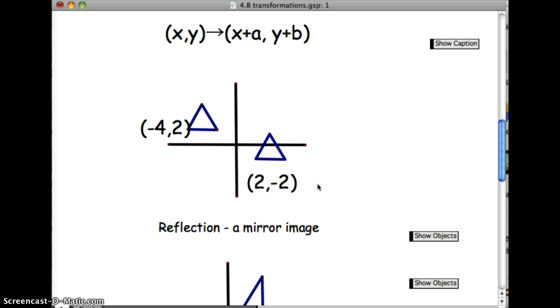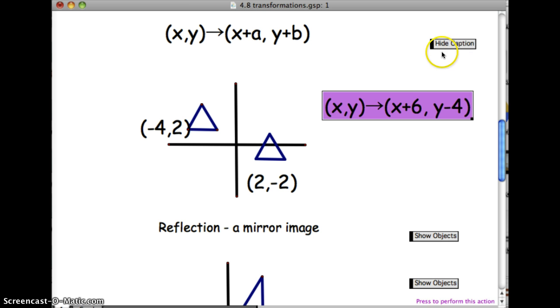Okay? How am I getting the y value to go to -2? Okay, I can look at the picture and see I'm going down, and I happen to subtract 4, so I'm going down 4 units. So if I write the transformation in the notation form that we have, I have my original value (x, y) transforms to (x + 6, y - 4).